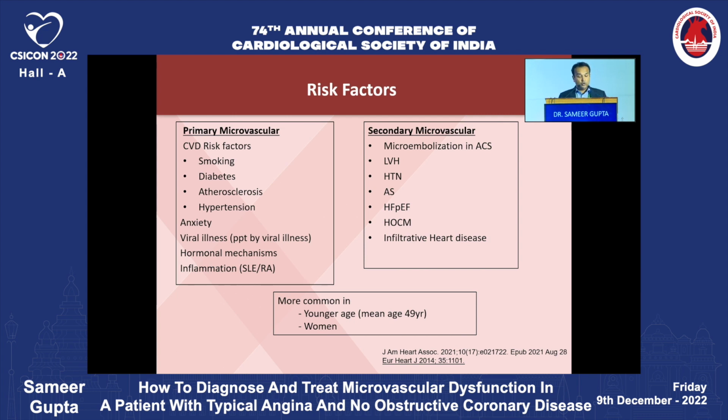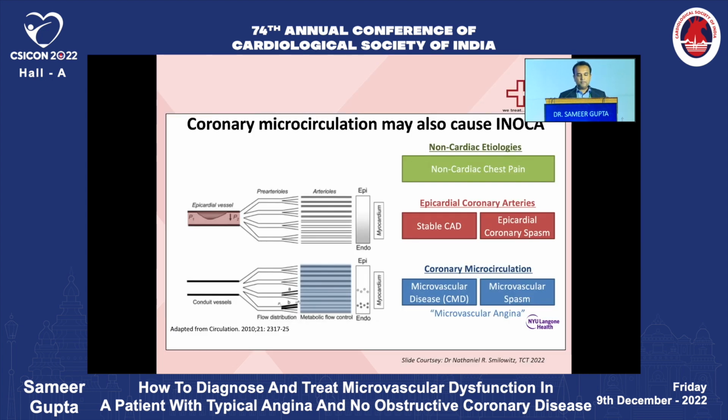Microvascular dysfunction is more common in younger age. The mean age in most studies has been about 49, and it's more common in women compared to men. So the coronary microcirculation can cause ischemia. It can cause chest discomfort. And I think this cartoon over here really tries to hone in on that issue that you have epicardial vessels, you have pre-arterioles, and you have arterioles.